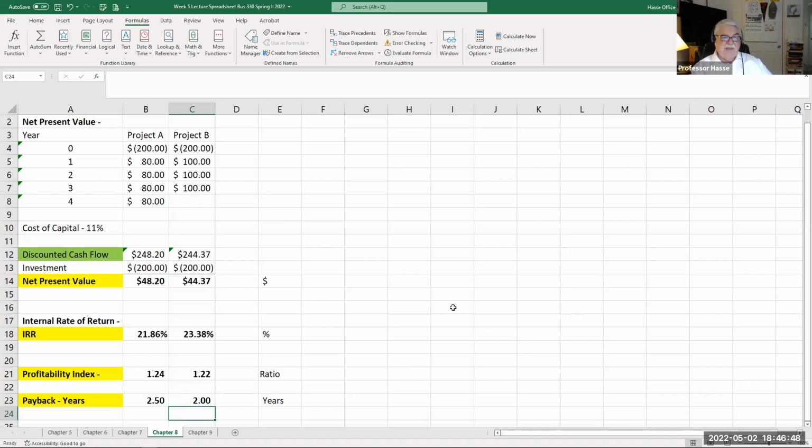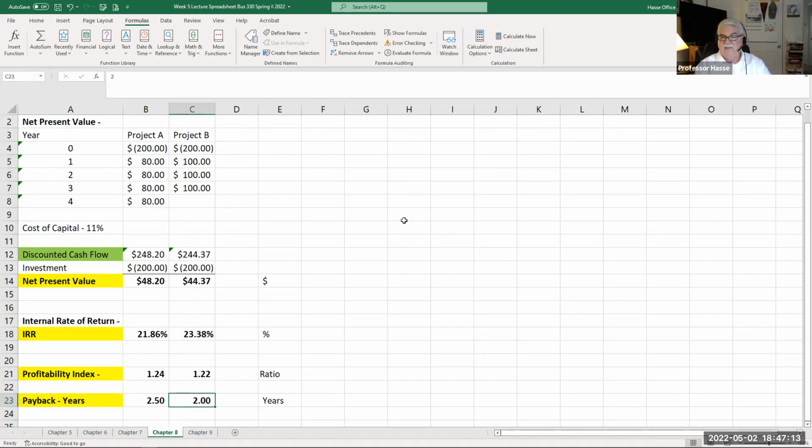Again, we're seeing the same pattern. In dollars and in the profitability index, the return in dollars makes project A look better. But in project B, because the years are quicker, the internal rate of return and the payback is better. Interesting. Now, how would a company decide which project, A or B, to do?